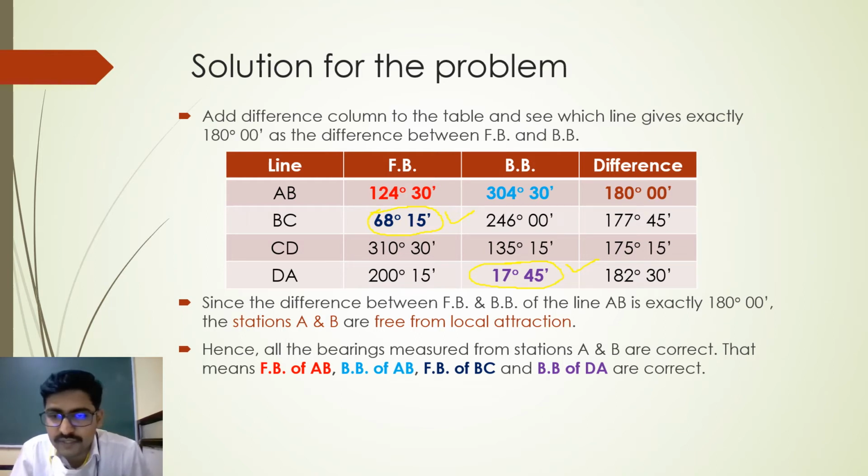Along with these colored ones, all others are having some error because they are not giving you 180-degree difference in their forward bearing and back bearing. So moving ahead, now you understood that stations A and B are free from local attraction and 4 bearings are correct and the remaining 4 are incorrect. You can easily identify that the remaining 4 bearings are incorrect here. Fine. Moving ahead with the solution.